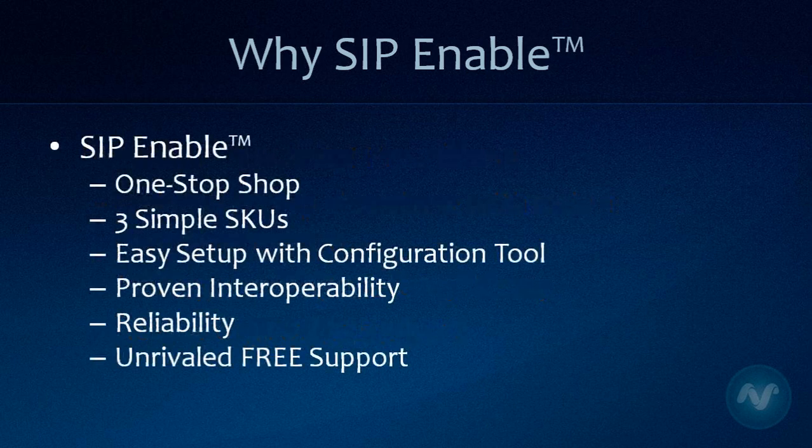So SIP Enable, what are we doing? What SIP Enable is, it's going to be a one-stop shop. Vitality's not going to send you elsewhere to find a gateway. You go to Vitality, if you want to keep your PBX, they're going to give you your 3 SKUs, and you're ready to go. And as I just said, 3 simple SKUs. We have well beyond that, but really we're going to present you with 3 simple SKUs that are going to address 80–90% of all your typical applications, just to make the ordering process really simple and the buying process really simple for you.